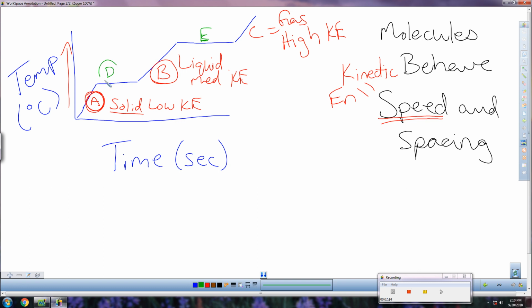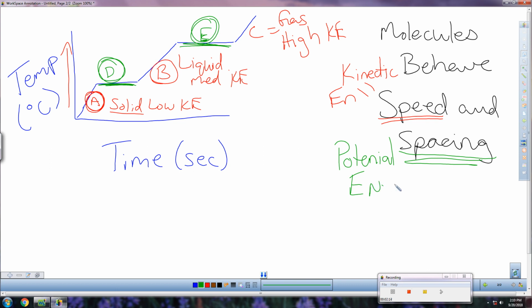As we start to take a look at D and E, what you will notice is that the temperature is no longer increasing. If the temperature is not increasing, we must be talking about the space between those particles increasing. So if we're talking about spacing, we're no longer talking about kinetic energy. We are now talking about potential energy. Potential energy is the energy of position. How are those particles positioned?